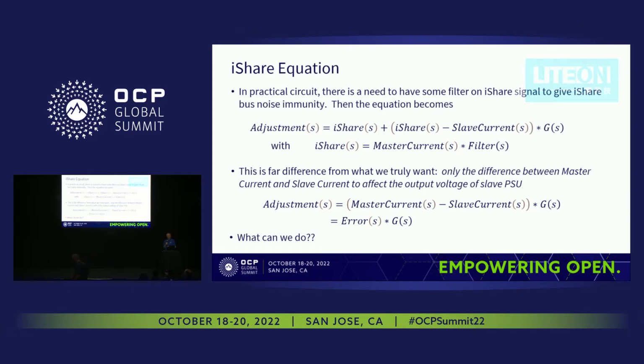So people usually have to put some kind of filter on the iShare signal. If they do that and I calculate it out, you can see that the iShare becomes the master current times the filter and so on. There are so many terms in here. But we don't want any of these things. We only want to have this final equation down here as our principle: differences in current drive the adjustment. That's all we want. We don't want all the other stuff. So how do we get rid of all the other stuff?